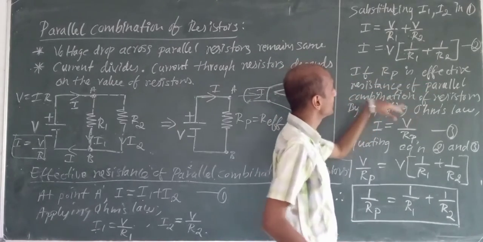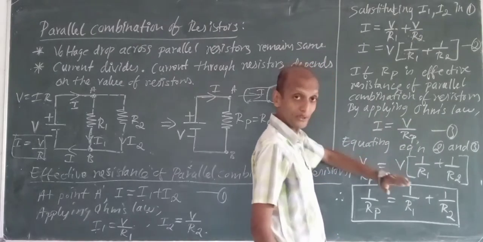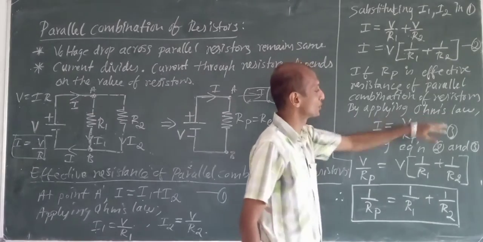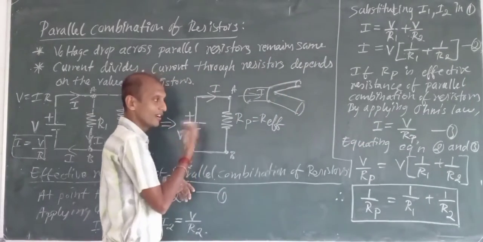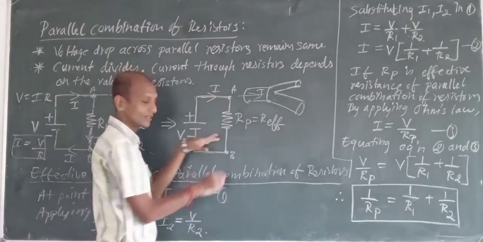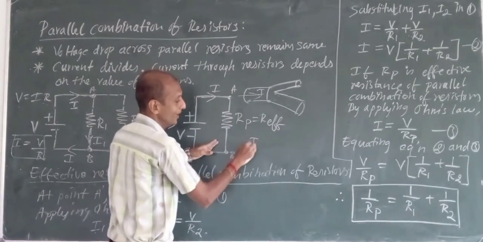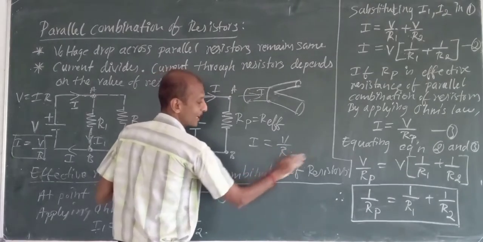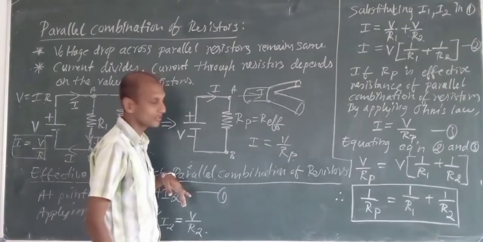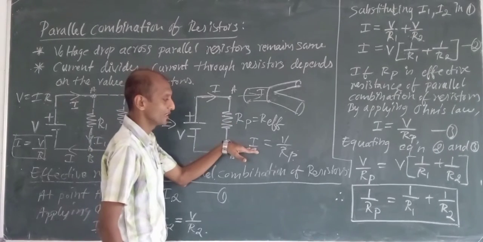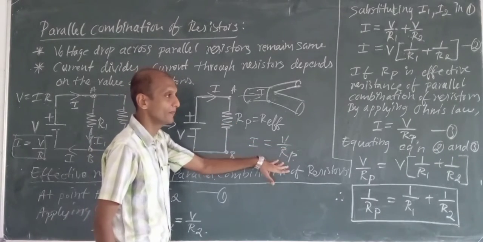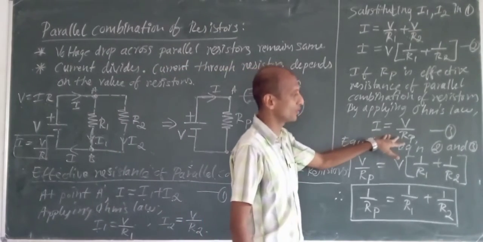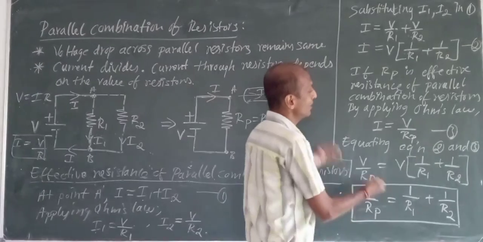If Rp is the effective resistance of the parallel combination, then by applying Ohm's law to this circuit, if I have to go for the I value, I can write it as V divided by R effective, or R parallel. So this is the resistance Rp. I can write I is equal to V divided by Rp. This is how I get equation 3.